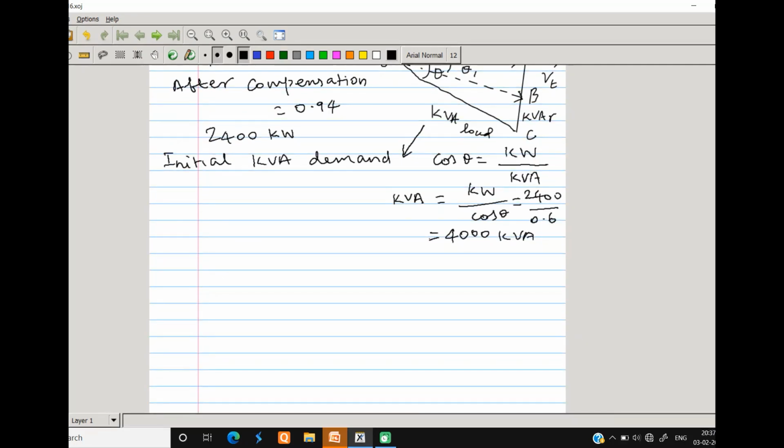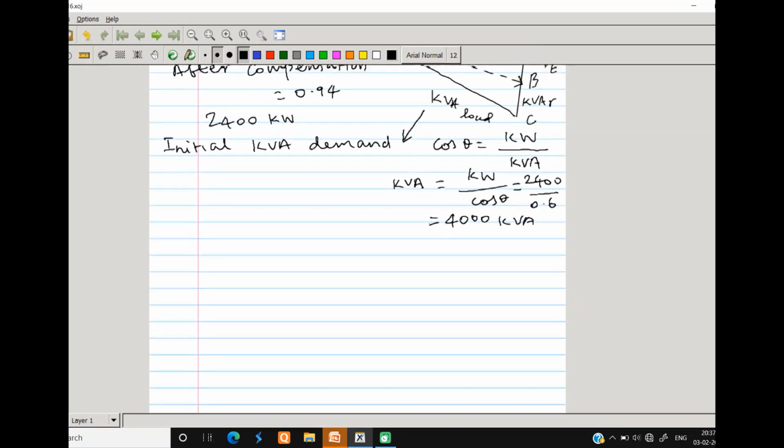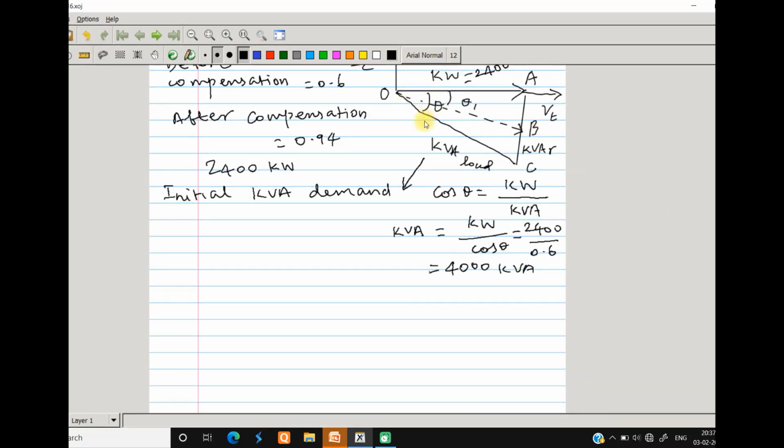So we have to find the kVA load over here. Now we need to find the initial power factor angle, because we don't know this theta. Theta can be found from the above equation itself, that is cos theta is equal to 0.6. So theta will be cos inverse of 0.6, which is 53.13 degrees.